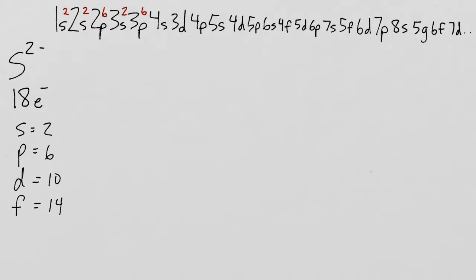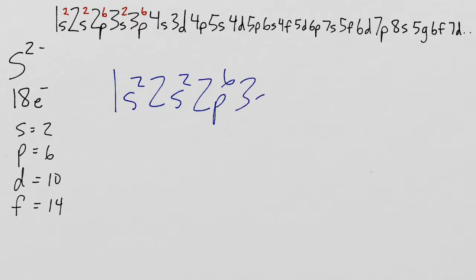So now we can finish and write the electron configuration for sulfur 2-. And what we would write is 1s2, 2s2, 2p6, 3s2, 3p6. We're just taking the electrons that we filled in, the ones we filled in up here.